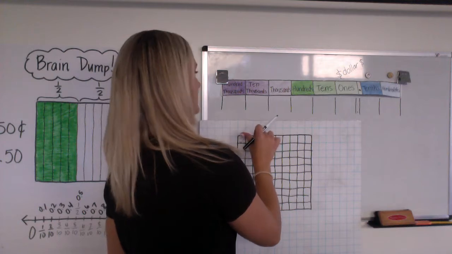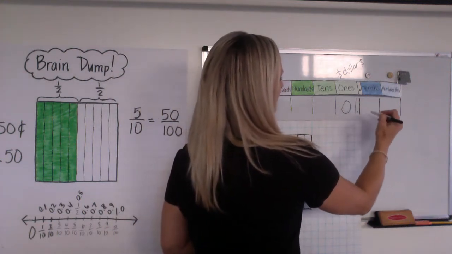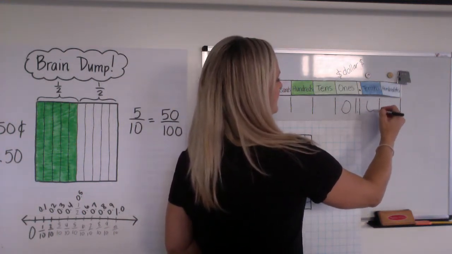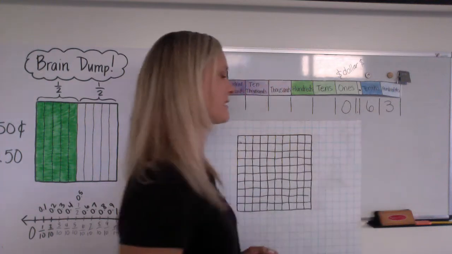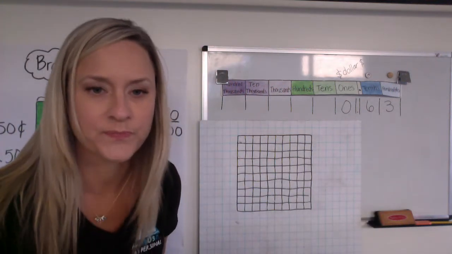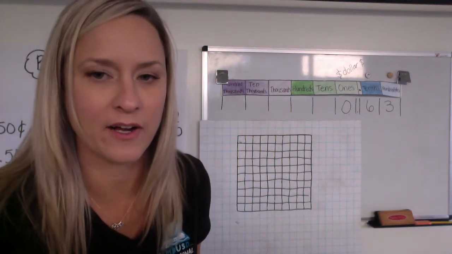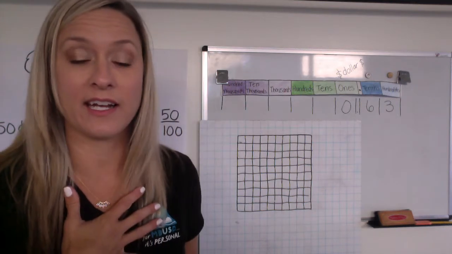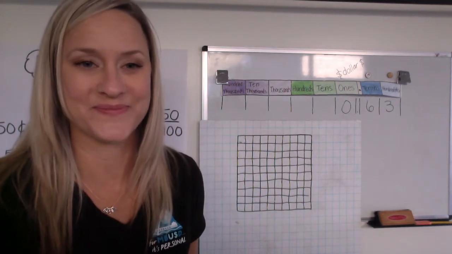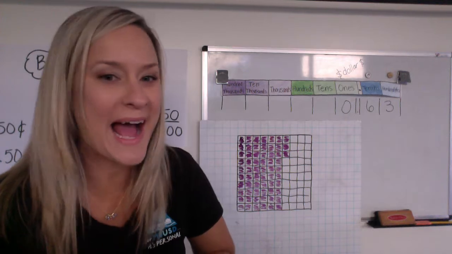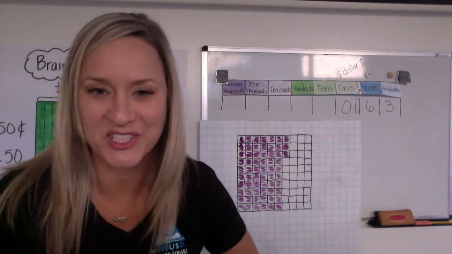All right, so I want to see what it would look like if you shaded in 0 wholes and 63 hundredths. What would that look like to you? Let's hit pause right now, and I'm going to get mine shaded in, and when we come back, we'll see if we have a match. All right, I'm back. Do we have a match?